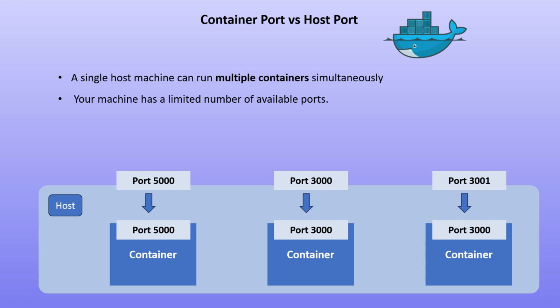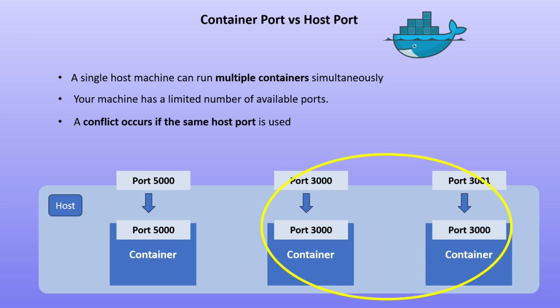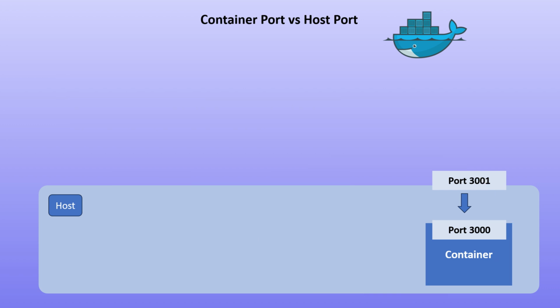If you open two services on the host using port 5000, a conflict will occur. You'll receive a message saying the port is already bound or in use, preventing multiple services from using the same port. However, you can run two different containers that both listen on port 3000 if you bind them to separate ports on the host. This ensures that both applications can operate independently and be accessed simultaneously.